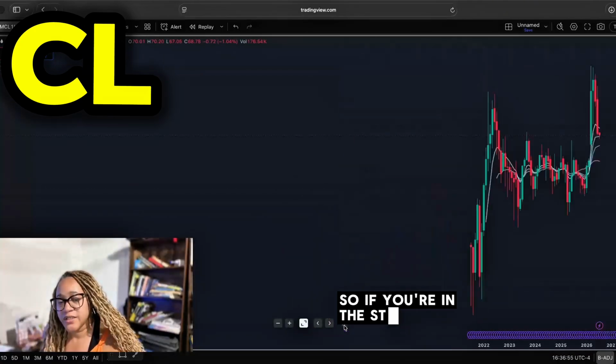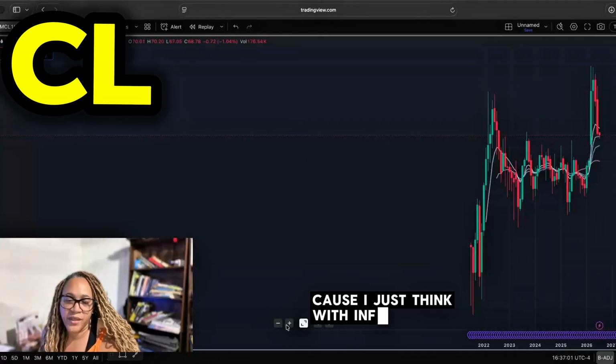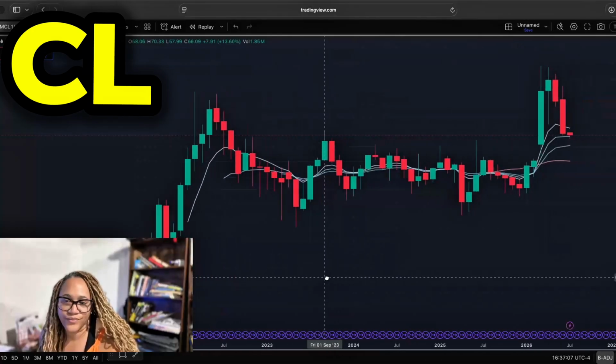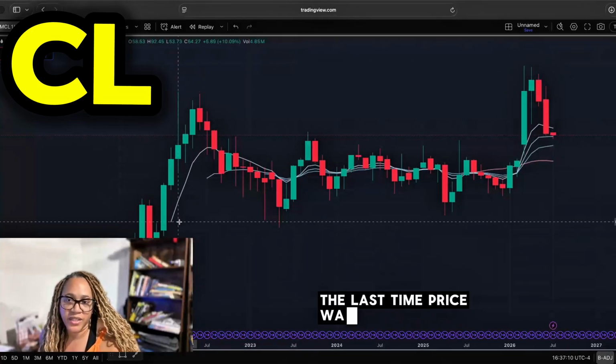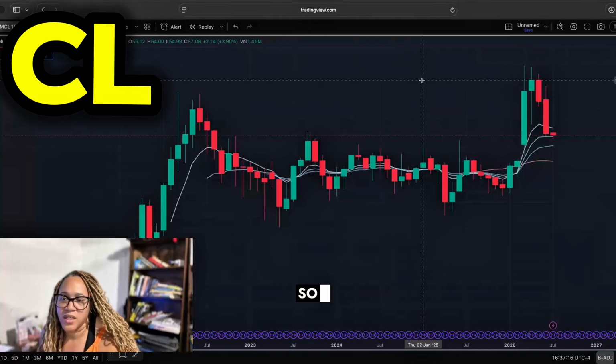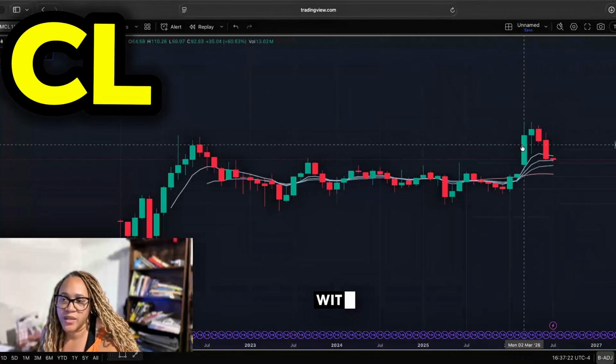So if you're in the stock part, I still would be looking for a buy up on oil because I just think with inflation and time, we're always going to be somewhat going up in price. The last time price was so high was 2022 and that highest price was $92. So we surpassed that recently with it being like 110. I wouldn't be surprised if we go up to 120 within the next year or two.